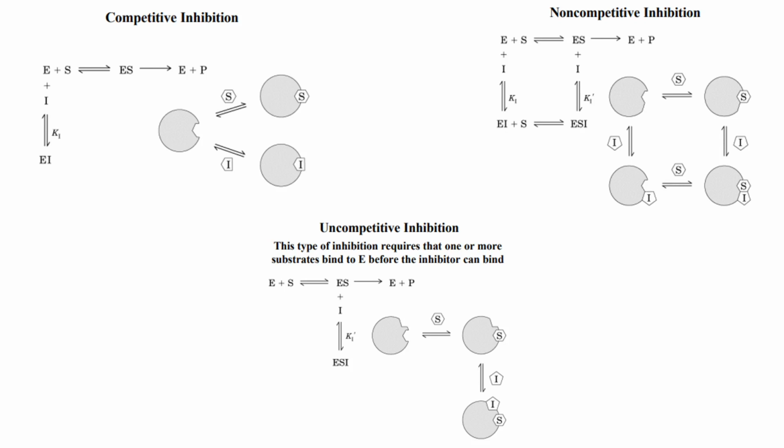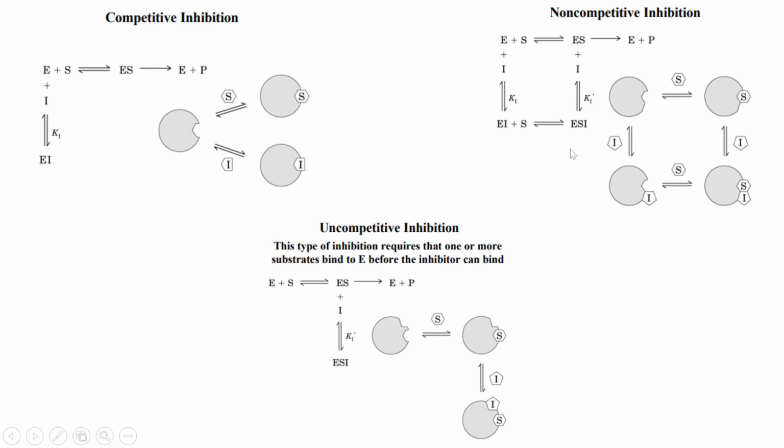This is clear. So in non-competitive inhibition, the inhibitor can bind to the enzyme-substrate complex as well as the free enzyme. Now in uncompetitive inhibition, the inhibitor cannot bind to the free enzyme, it can only bind to the enzyme-substrate complex. Okay, so here's the difference between non-competitive and uncompetitive inhibition. This part is not there.